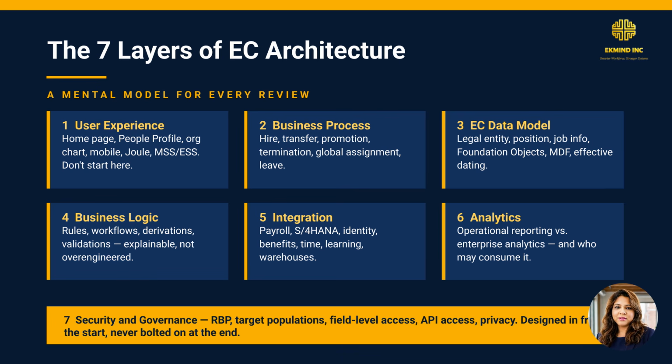Layer 4: Business Logic. Now ask, what should the system automatically determine? Maybe location determines time zone, job classification determines pay grade, employee group determines workflow, country determines certain mandatory fields, transfer determines event reason, position determines job classification. Business rules live here, workflows live here, derivations live here, validations live here. And this is an area where over-engineering becomes dangerous. I see implementations with hundreds and hundreds of rules. And eventually, nobody understands why a field changed. A good architecture doesn't just automate, it creates explainable automation.